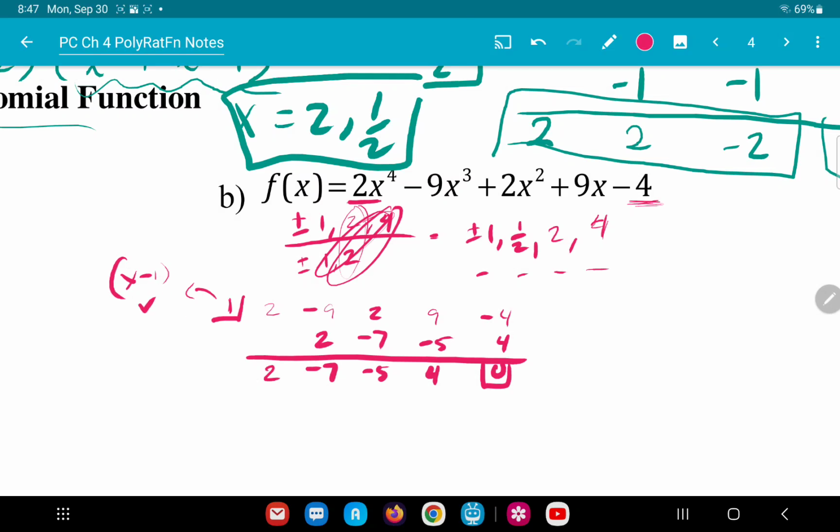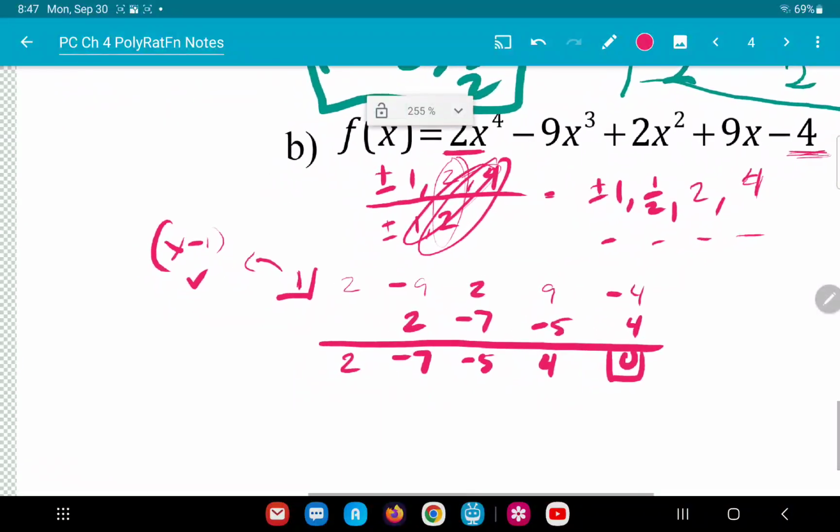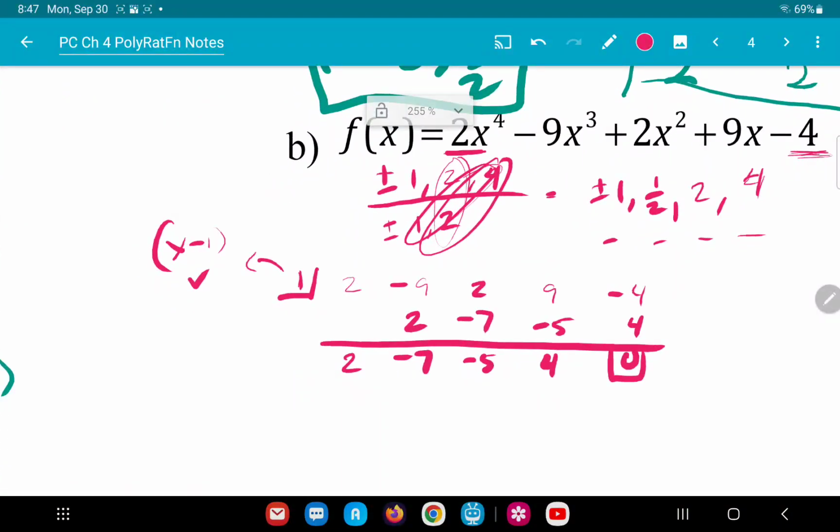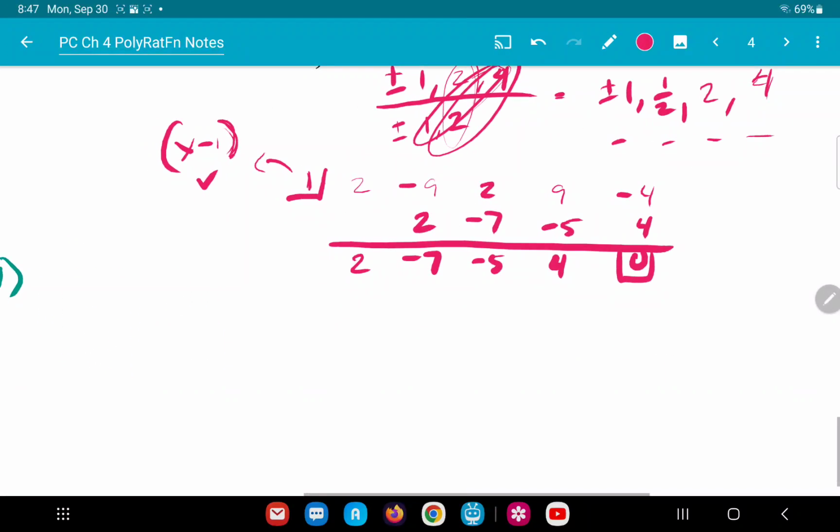Now keep in mind, you could also try 1 again. Maybe 1 does work. If you try 1 again and you see that you get a remainder of 0 yet again, then that's telling you that the x minus 1 happens 2 times, or in other words, that there is a double root there. So it is possible to try a number again, and maybe you also see that it factors out. I'm not going to try 1 again. I'm going to try something else.